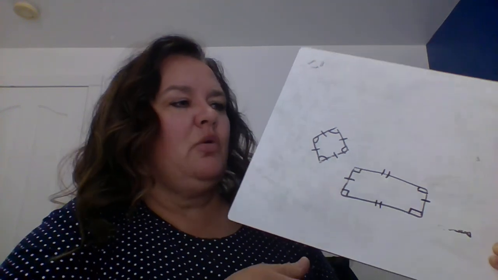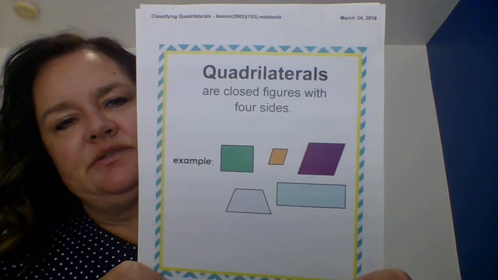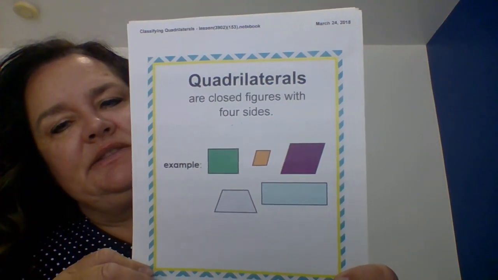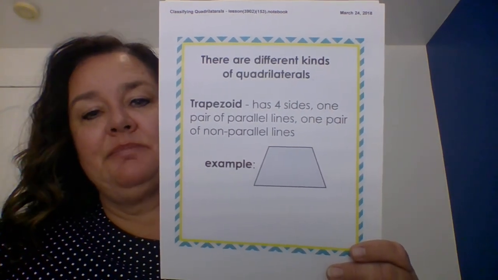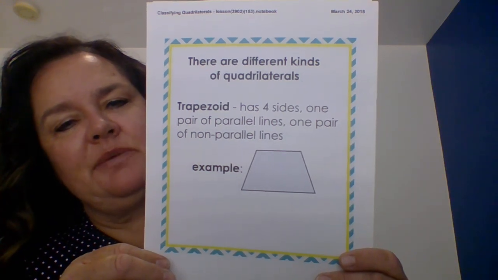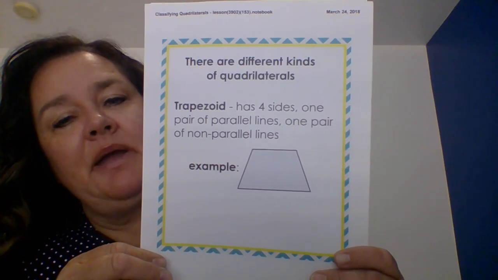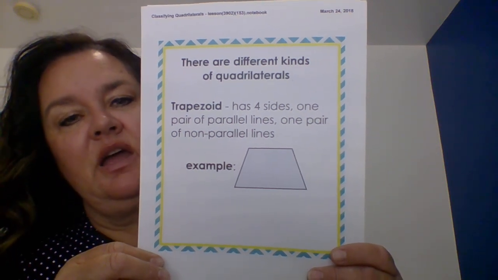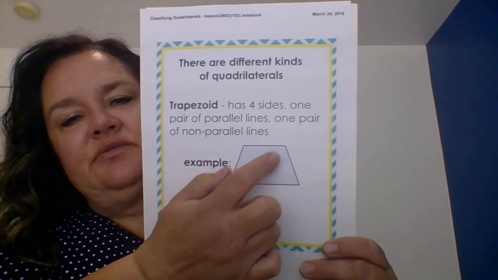A lot of 4th grade is spent on quadrilaterals. Now, quadrilateral, the word quad stands for 4. And when you are classifying or putting quadrilaterals in groups, you compare the angles, the sides, and whether or not they're congruent. So I just want to show you these really quick. Here's some samples of quadrilaterals, and they are closed figures with 4 sides. Here's one, a trapezoid. And a trapezoid has 4 sides, 1 pair of parallel lines, but they're not congruent, and 1 pair of non-parallel lines. So the sides right here are non-parallel.